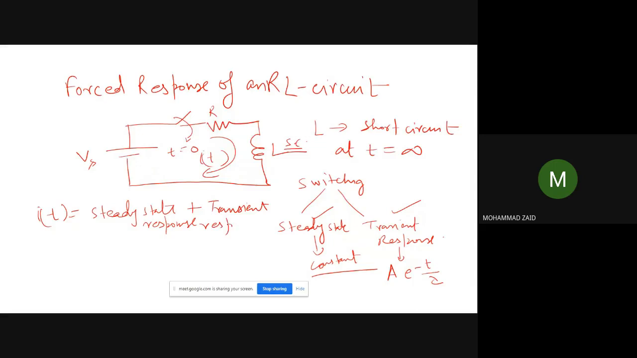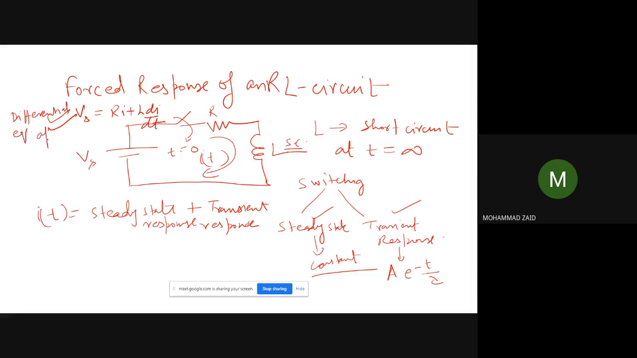Now there are two ways in which you can find the response of the circuit. One is to directly write down the KVL, as we did in the RC circuit. We can write Vs is equal to Ri plus L di by dt, then rearrange it and find the solution, which we have already found in the case of the RC circuit. This approach you already know, and it is known as the differential equation approach.